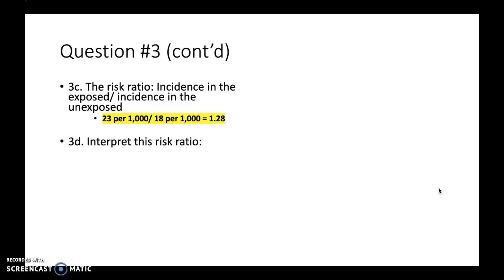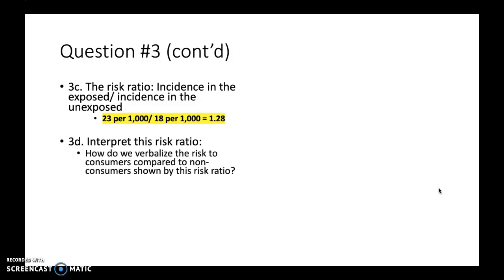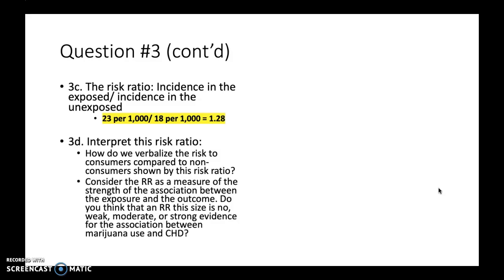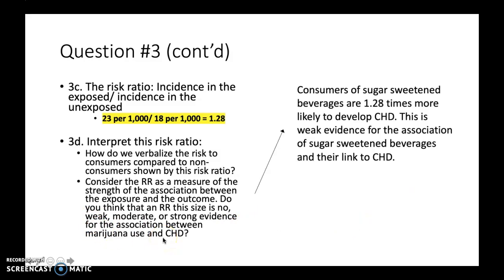So to interpret this risk ratio, we're asked, how do we verbalize the risk to consumers compared to the non-consumers shown by this risk ratio? And then, considering the risk ratio as a measure of strength of the association between the exposure and the outcome, do we think that a risk ratio this size is no, weak, moderate, or strong evidence for the association between sugar-sweetened beverage use and CHD?